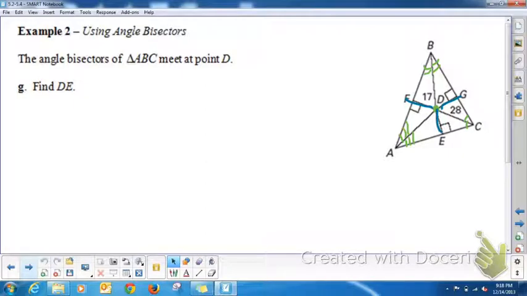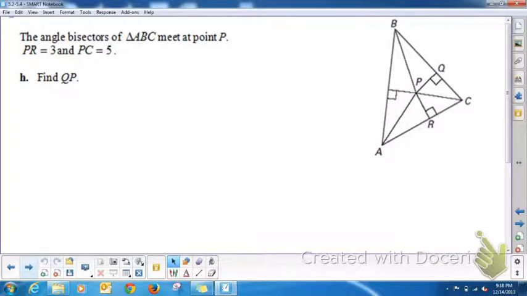So, they all meet at point D. Find DE. Well, if DF is 17, DG and DE would also be 17. It's really that easy. DC is 28. DC is not congruent to these segments.